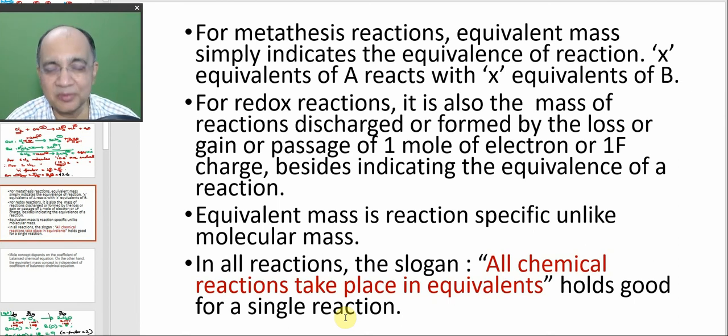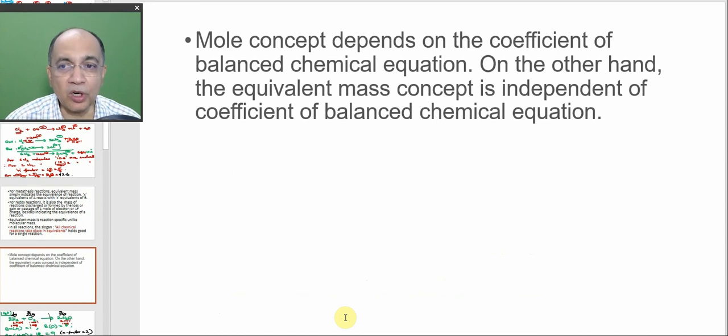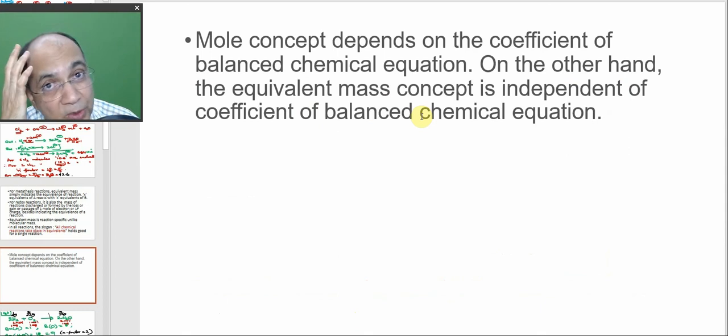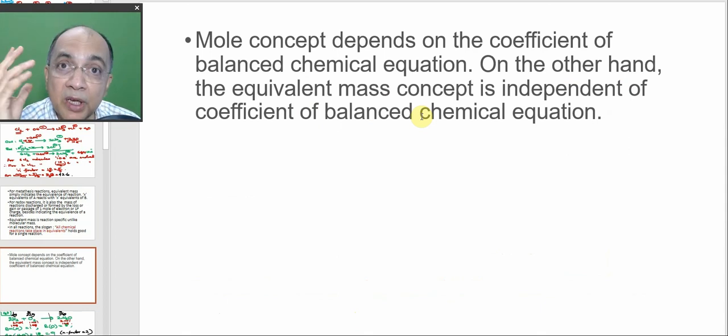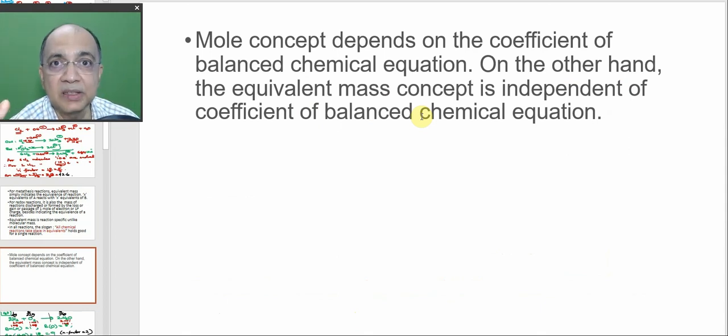Just see what is happening. Mole concept depends on the coefficients of the balanced chemical equation. On the other hand, the equivalent concept is independent of the coefficients of the balanced chemical equation. Simply, you know the N factor, and while solving problems you will automatically remember the N factors for almost all agents. And then you go by the same slogan, same song, equivalents equal equivalents.